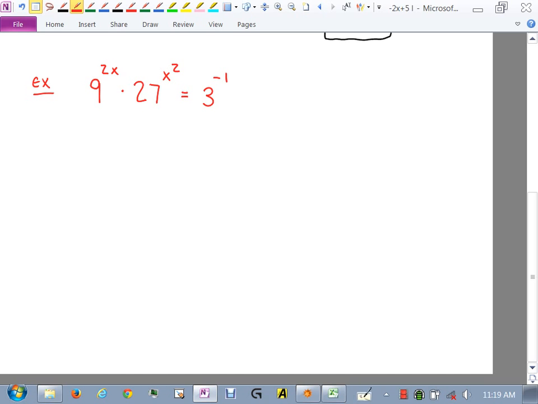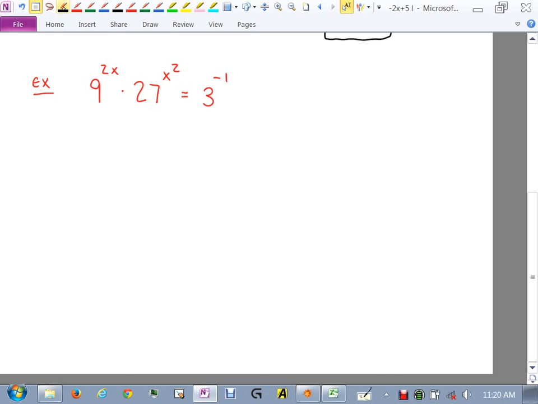Now, there's a dot here. This dot means multiplication, right? That means multiplication. So what do you do if you multiply? If you have the same base, you add the exponents, but we don't have the same base, do we?